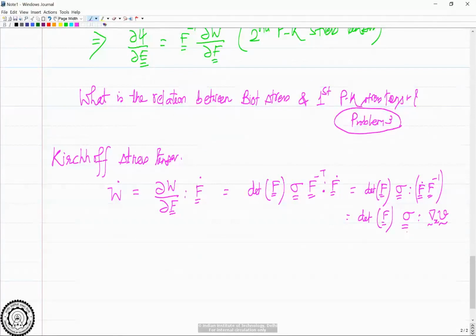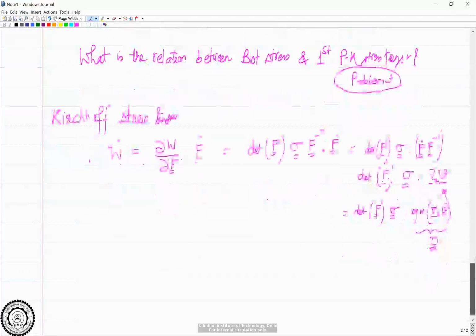But then you also see that sigma is actually the Cauchy stress tensor, which is symmetric. So when you double contract symmetric with a general tensor, only the symmetric part will contribute to the double contraction. So you could also write this as det F into sigma double contraction the symmetric part of grad x V. And this has got a name. This entire thing is denoted by D, the rate of deformation tensor.